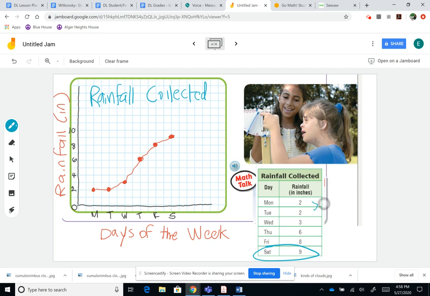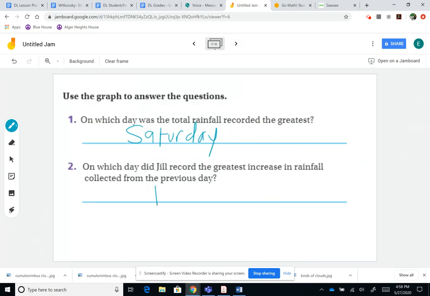So here is 0. From Tuesday to Wednesday, 3 minus 2 is 1. From Wednesday to Thursday, 6 minus 3 is 3. From Thursday to Friday was 8 minus 6 is 2. And from Friday to Saturday, 9 minus 8 is 1. So the greatest was here on Thursday. That was the greatest increase. So our answer would be Thursday.